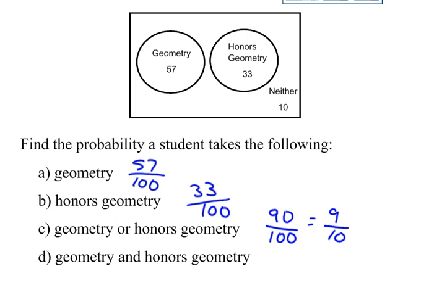Now we come to part D. Find the probability that a student takes geometry and honors geometry. And I emphasize the word and because now this means the intersection. A student would have to actually be taking both classes at the same time, and we know that's not possible because these are mutually exclusive events. So the probability of that happening is 0.